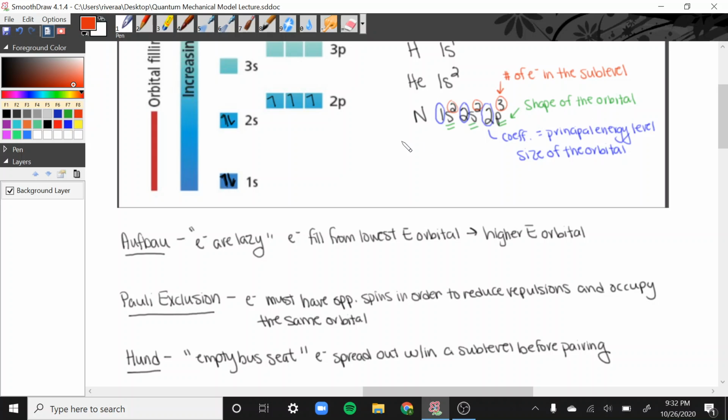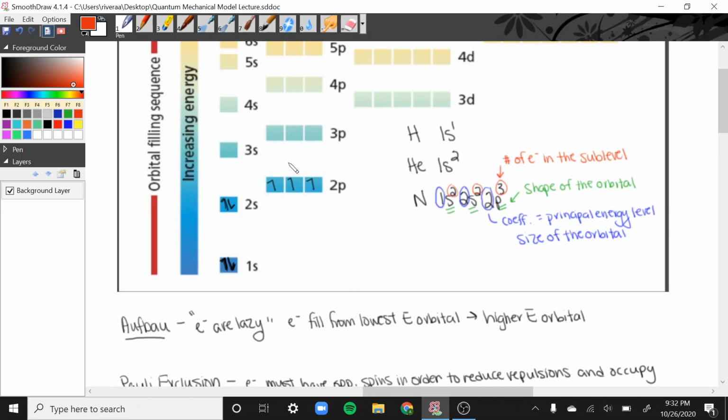Okay, now let's backtrack to how I know that this is the fill sequence, right? So if we look up here, it gets a little confusing because it's 1s, 2s, 2p, 3s, 3p, 4s, and then 3d. You're like, what? Why, if the 3d is closer to the nucleus than the 4s, is it higher energy than the 4s? That seems weird. It has to do with this combination of not just size of the orbital, but also shape of the orbital. The shape of this 3d orbital actually gives it slightly higher energy than the 4s. So it's a little bit weird that you would fill the 4s before filling the 3d.